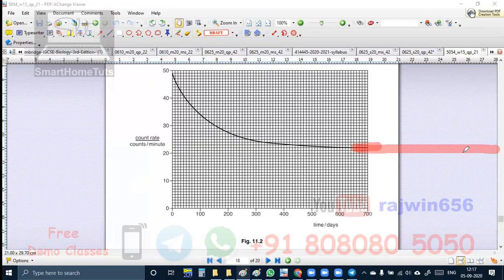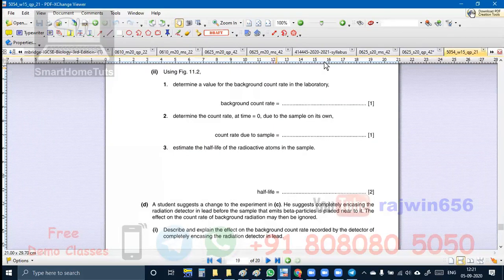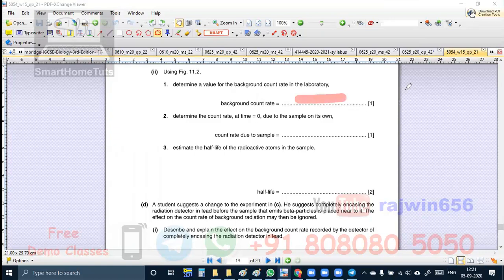So you'll draw a straight line there and you are going to give me the answer for background radiation, which we are going to verify. Just do this on your own. Okay, we have found this from the graph. This is 22 counts per minute.